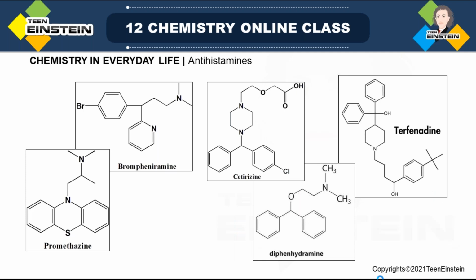So these are the structures of the drugs mentioned in the previous slide as examples of antihistamines. Questions related to structures are asked, so it is important to know at least some basic idea about the structures. For example, if I consider this particular molecule, brompheniramine, you will see there is a pyridine ring present. If you can remember some of this information about the structure, it will help you to answer the question.